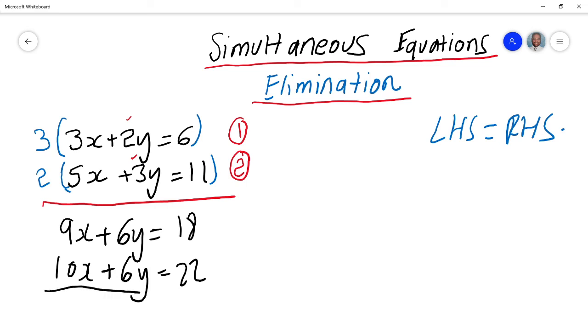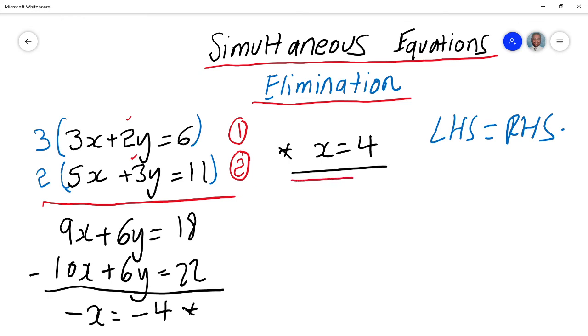So what do we do there? All right. Now, we've seen there's a 6y and a 6y. When I subtract 6y from 6y, we're going to get 0. So I'll put another line and show that my operation is minus. So 9x minus 10x becomes negative x, and 18 minus 22 becomes negative 4. Therefore, I'll just move that there to create some space. Therefore, x is equal to 4.